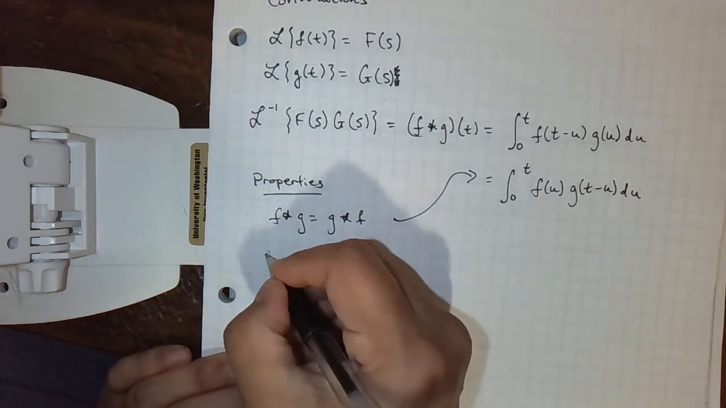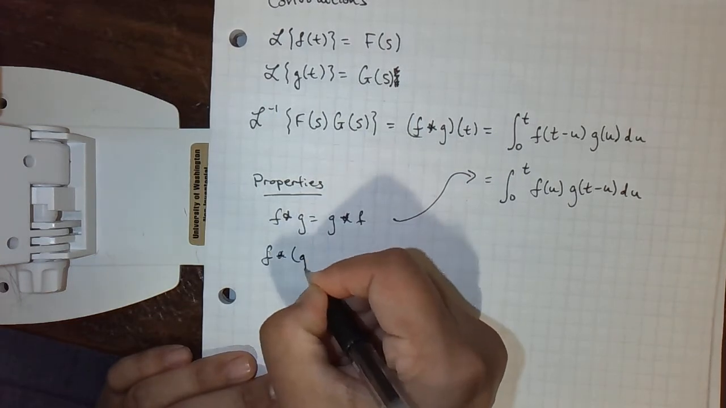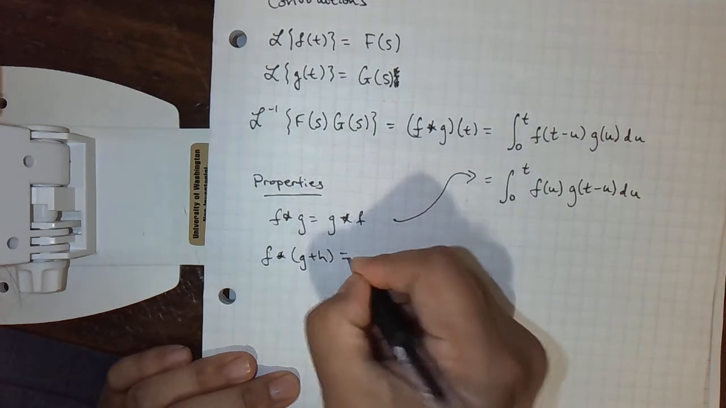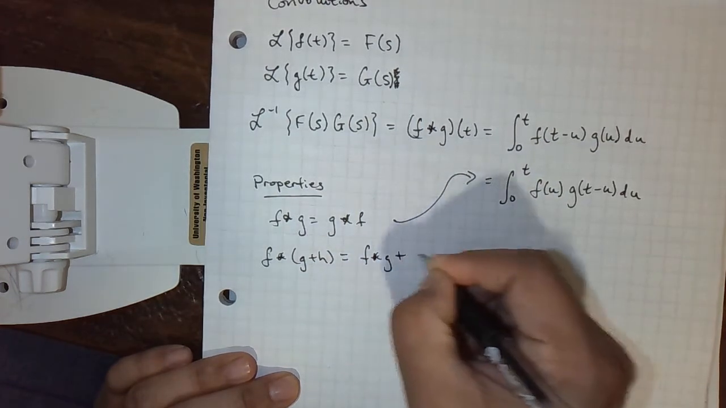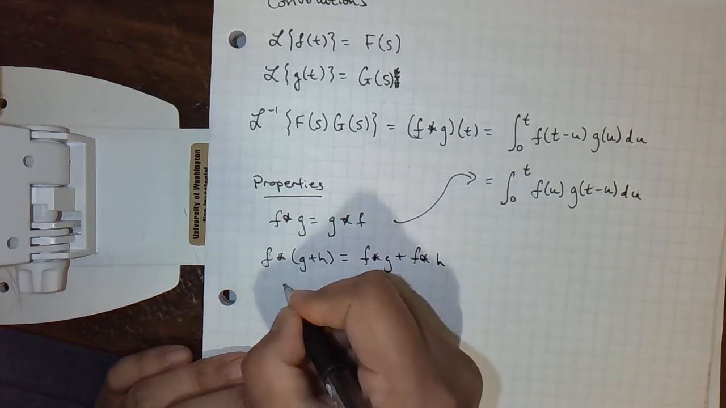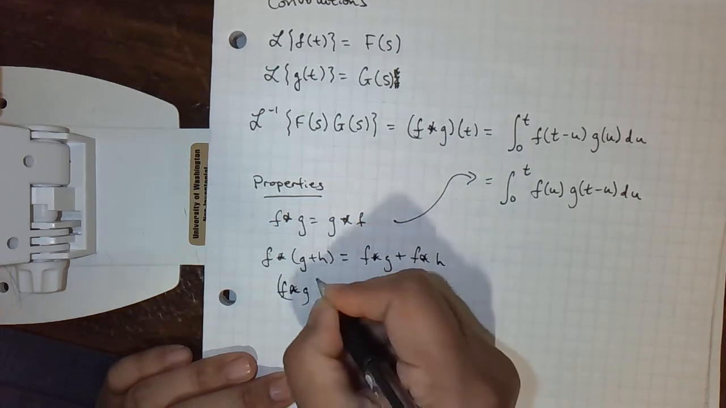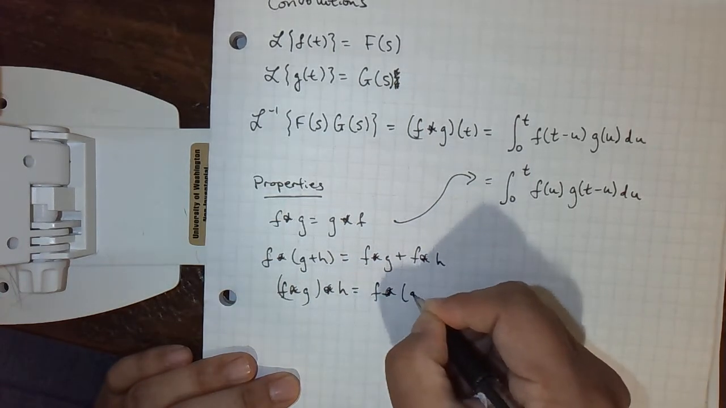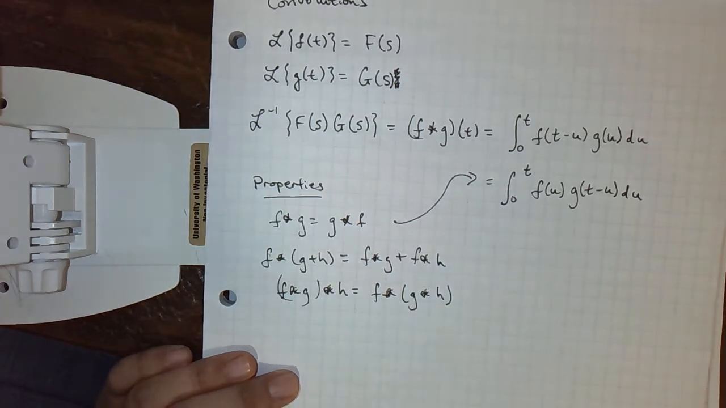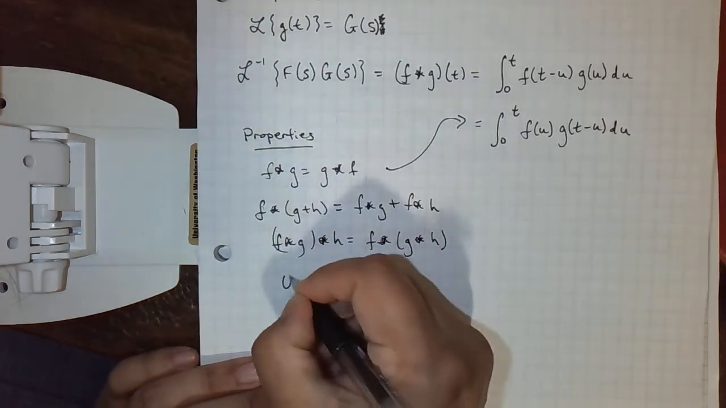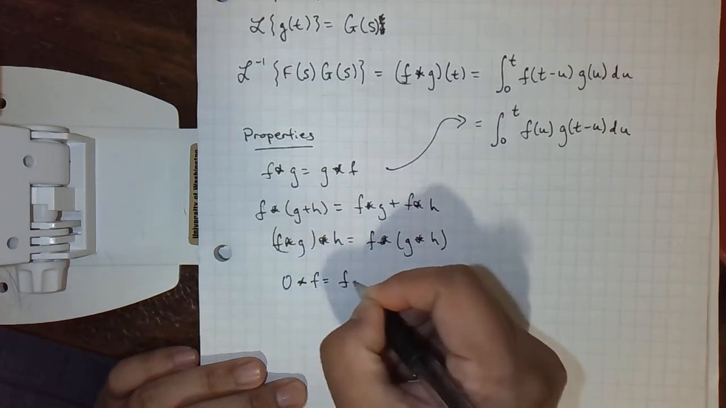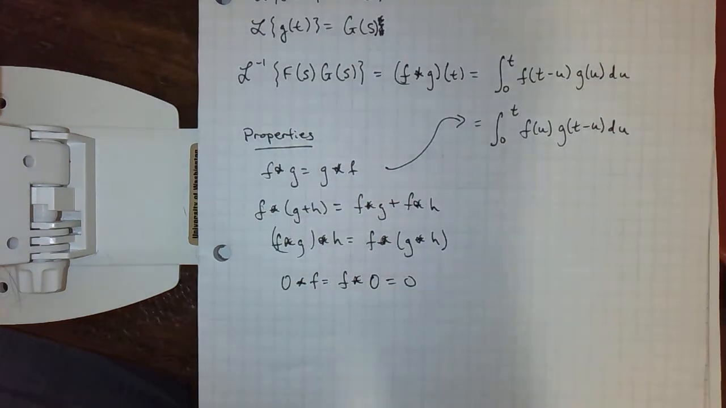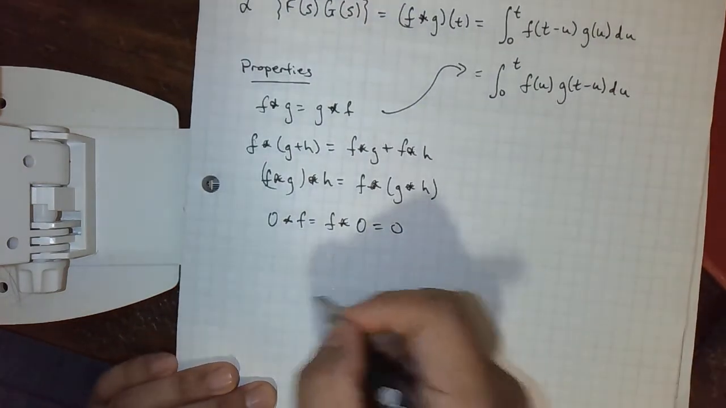And that's good. Some other things that are true: convolution distributes over addition. That basically comes from the fact that integration is linear. So we have this. We have that convolution is associative. That basically comes from the fact that you can switch the order of integration. And then we have that 0 convolved with f is equal to f convolved with 0 equals 0. We can see that if we multiply a function by 0, then the integral is still 0.